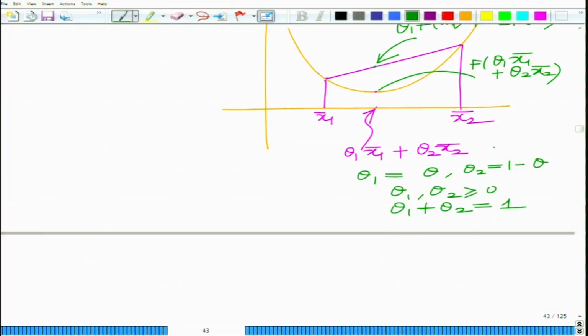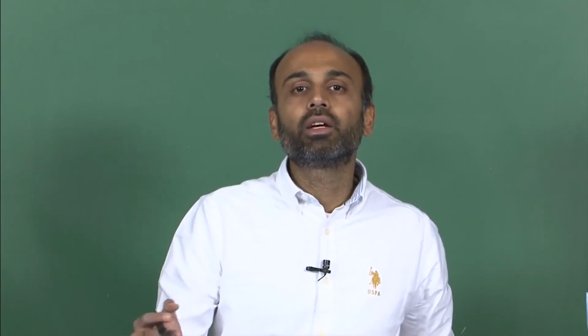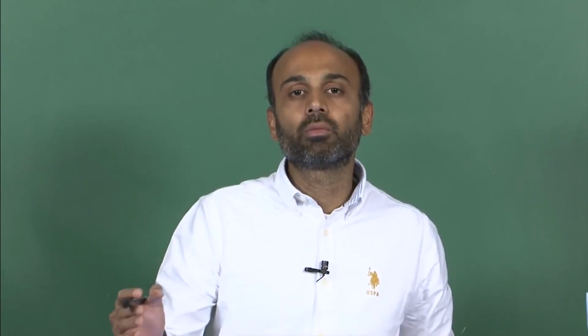theta 1 times x1 bar plus theta 2 times x2 bar, where theta 1 and theta 2 are two scalar quantities, numbers which are greater than or equal to 0, which are non-negative, and theta 1 plus theta 2 equals 1. Okay, which automatically implies, since they are non-negative and sum to 1, that both theta 1 and theta 2 lie in the interval 0 to 1. Okay.